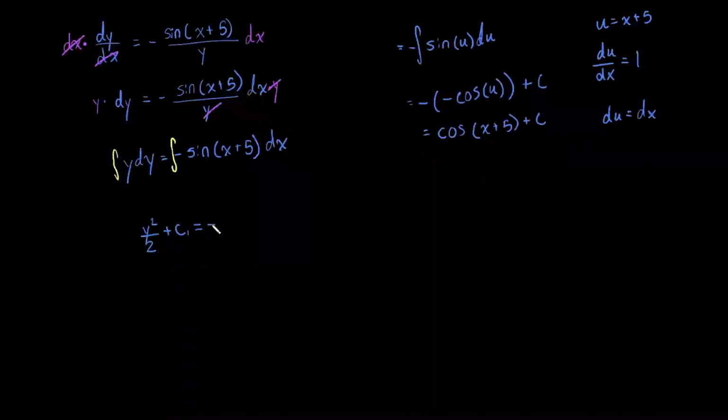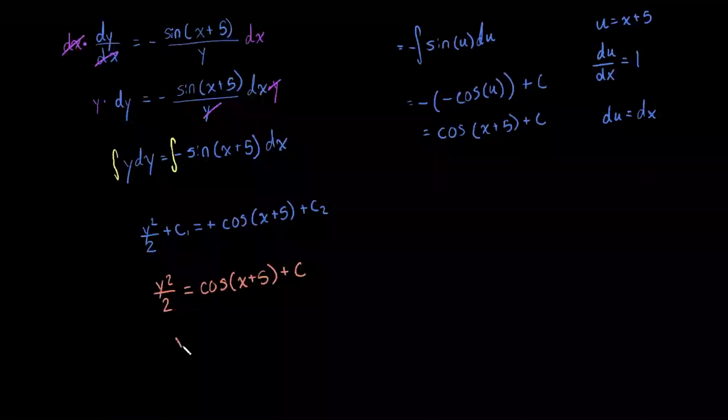So we're left with positive cosine of x plus 5 plus c2. If we go ahead and combine our constants, we get y squared divided by 2 is equal to cosine of x plus 5 plus c. Multiply both sides by 2, we get y squared is equal to 2 cosine of x plus 5. And remember, 2 times any constant is just another constant. So we can just go ahead and write that as c again.